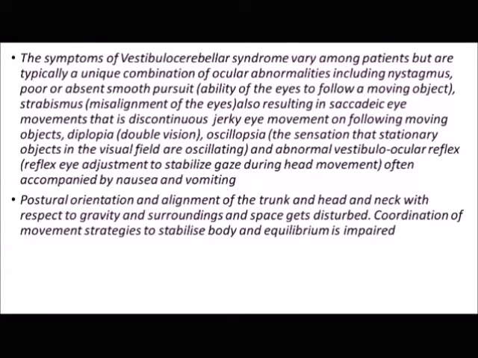The symptoms of vestibulocerebellar syndrome, which can occur due to these connections or due to the vestibulocerebellum, will vary among patients, but are typically a unique combination of ocular abnormalities, including nystagmus, poor or absent smooth pursuit movements, that is ability of eyes to follow a moving object. There can be strabismus, that is misalignment of eyes, or it may result in saccadic eye movements, that is discontinuous jerky eye movements on following moving objects.